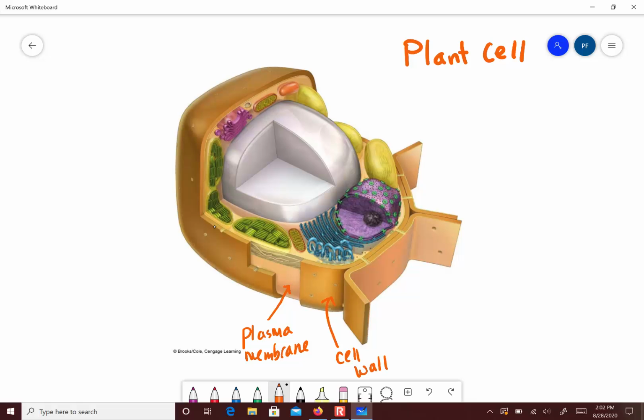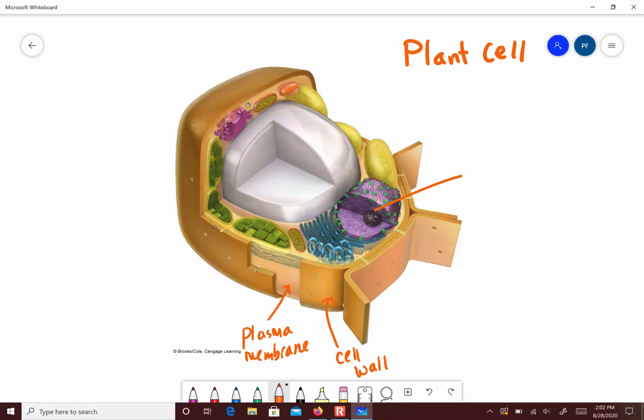So the plasma membrane is kind of like a little plastic sack, almost like a Ziploc baggie, pressed right up against the cell wall, so it's not the easiest thing to see. But there is a plasma membrane that surrounds it. If we took away the cell wall from this picture, it would look very much like the animal cell.